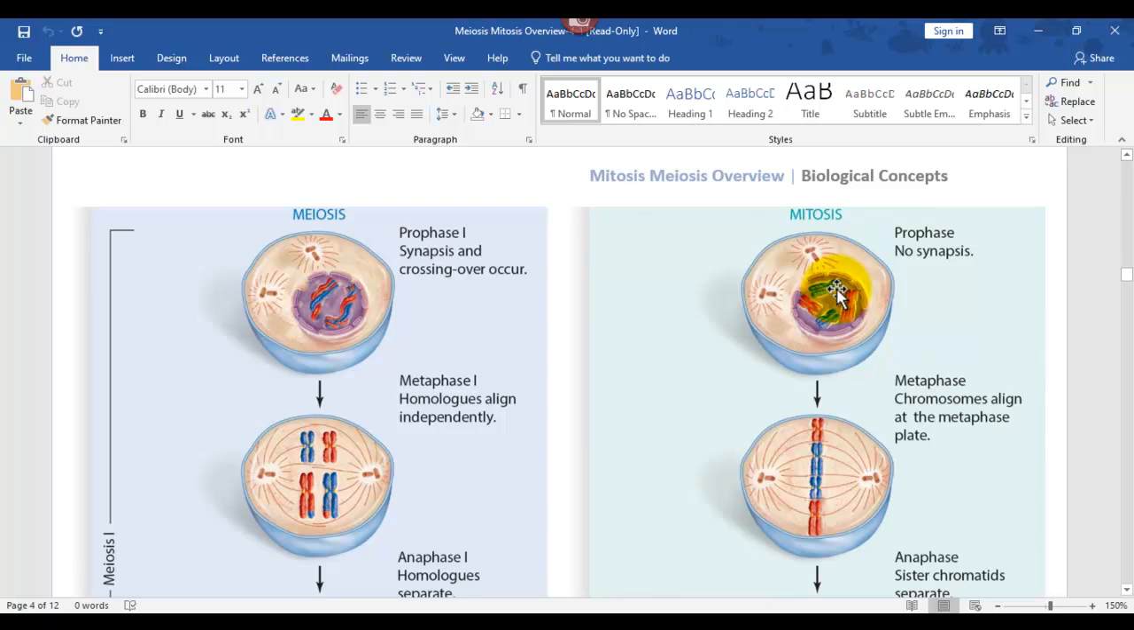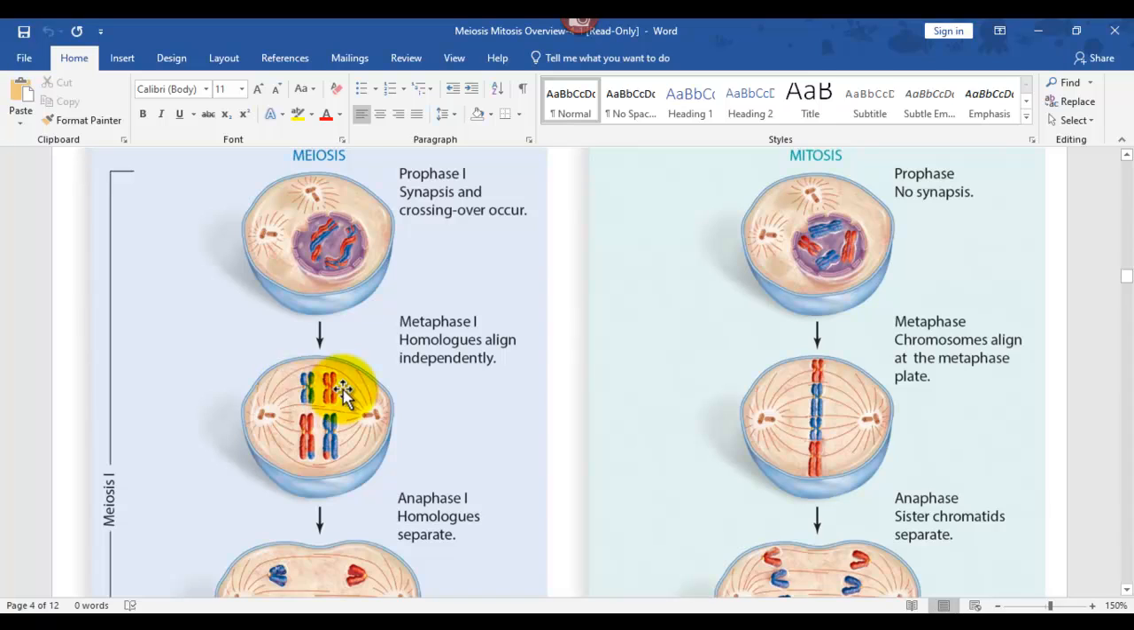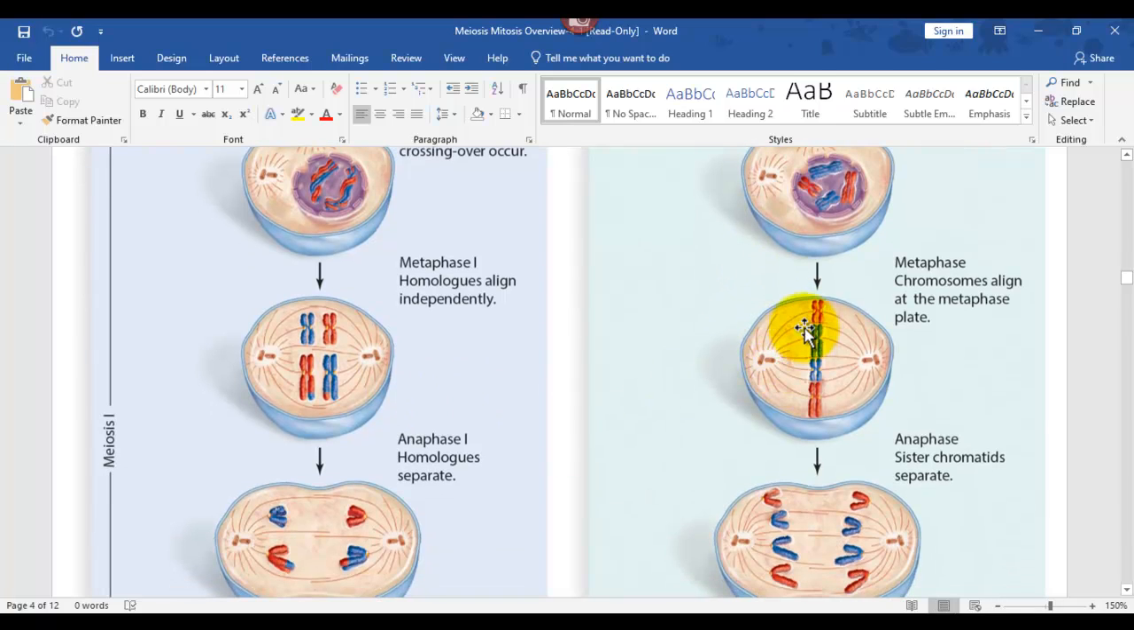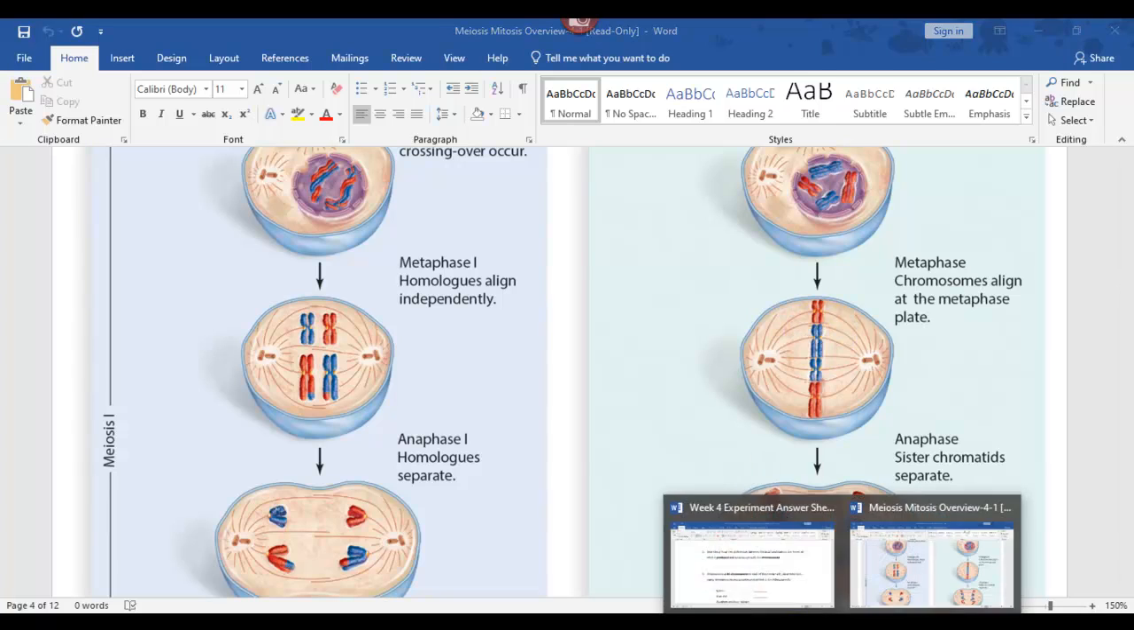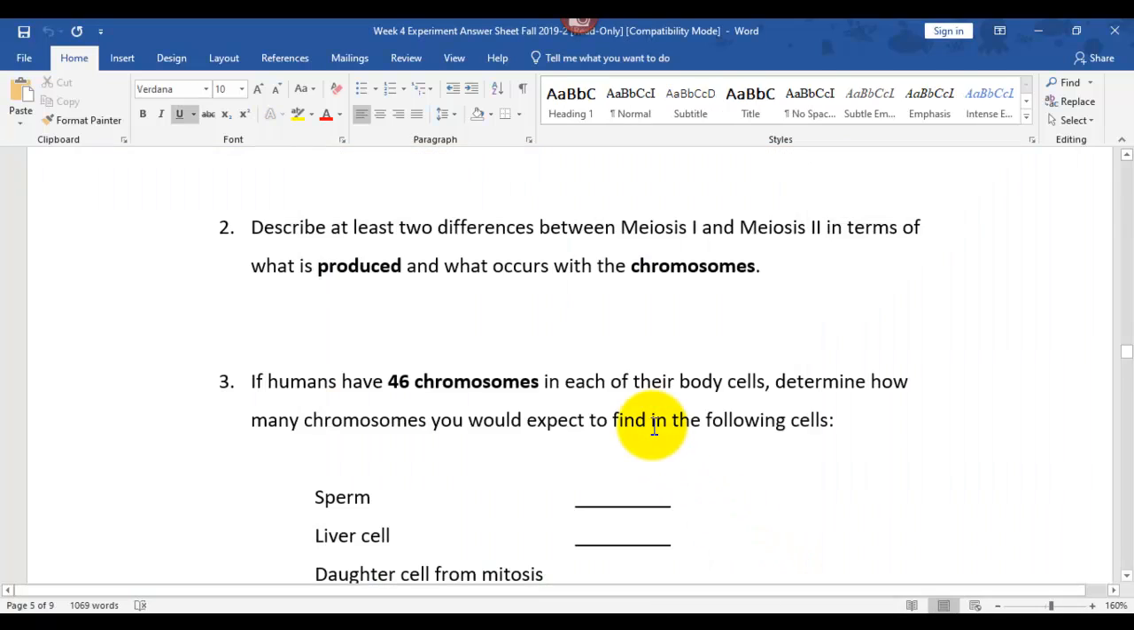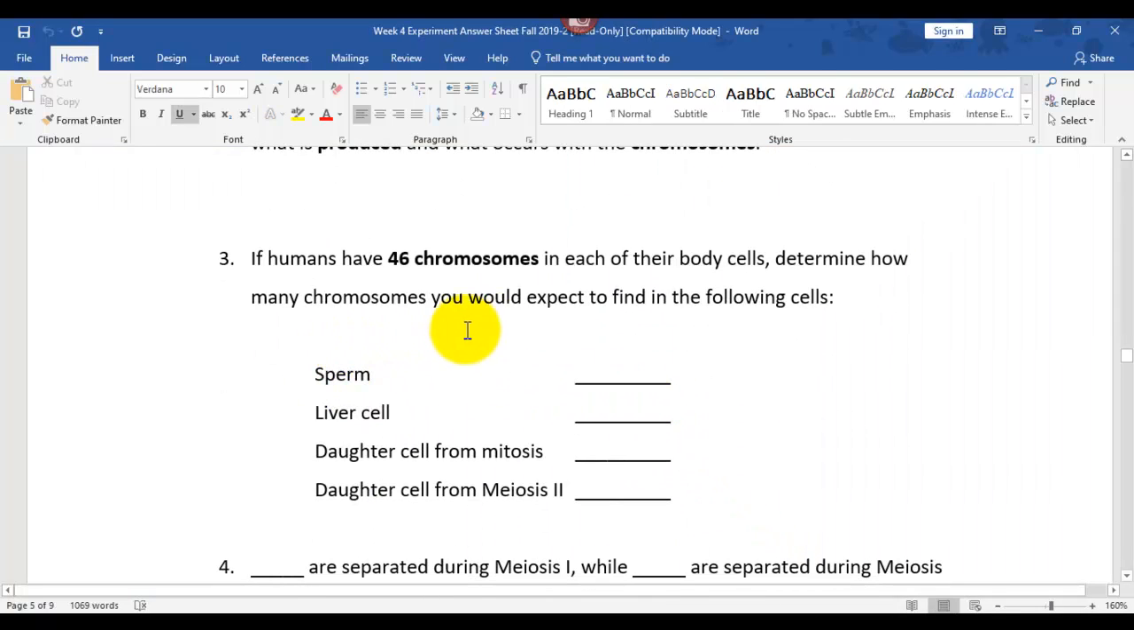You can see the chromosomes are not paired up. And then during metaphase, these are homologous pairs. See, they line up side by side, whereas metaphase of mitosis, they're on top of each other. Basically, like they're standing, like shoulder to feet, like somebody trying to climb over a wall or something. Once again, these are more like discussion questions, and then answer these. How many chromosomes are in each one of these cells?